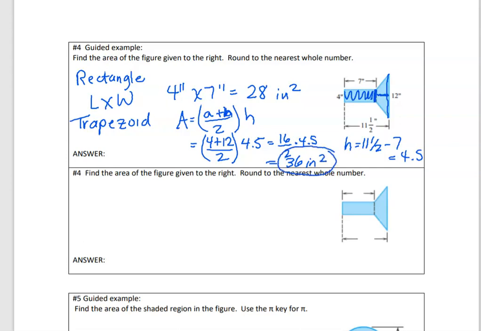So there's my area of my trapezoid and my area of my rectangle, and I want to add those. 28 inches squared plus 36 inches squared. That would get me my answer of 64 inches squared. Okay. So that's going to be our area of that figure.